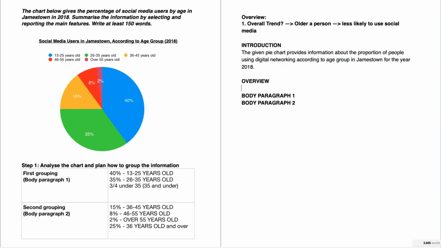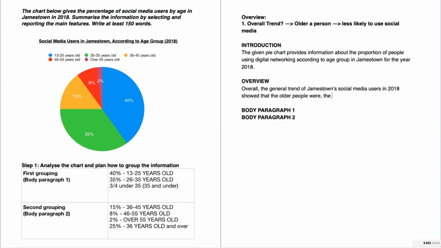Now, let's go to our overview section. And remember, that was the last thing we did with step 1. And we want to talk about the overall general trend. So I'm going to start simply by saying, overall, the general trend of Jamestown's social media users in 2018 showed that the older people were, the less likely they would be to use digital networking. Okay, so this is the overall trend.